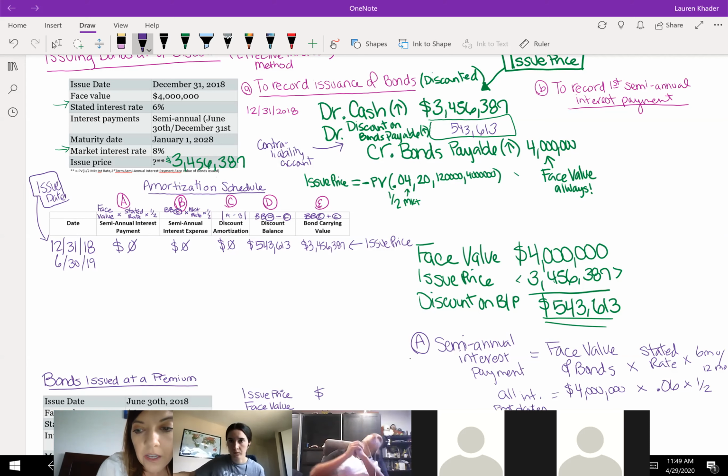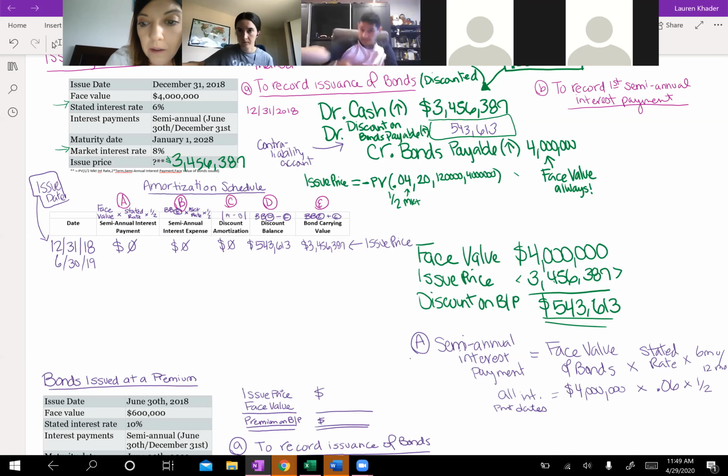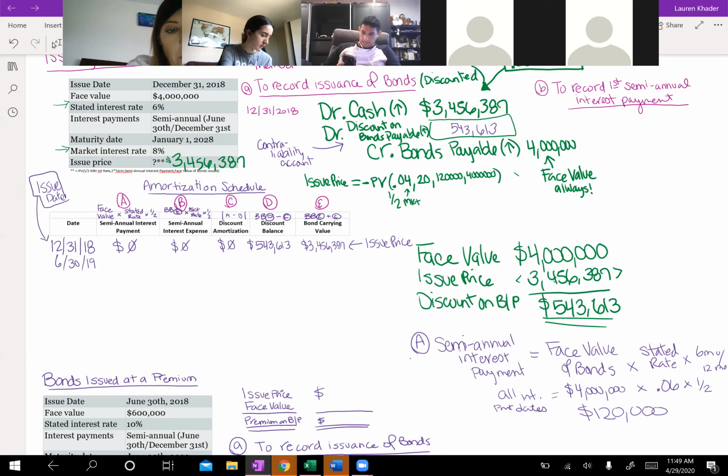So I don't have to calculate the interest payment 100 times. It's always going to be equal to 3% of $4 million or $120,000. So what I wrote above was this calculation, face value times the stated rate times 1/2. That's how much cash you're going to pay out in interest.